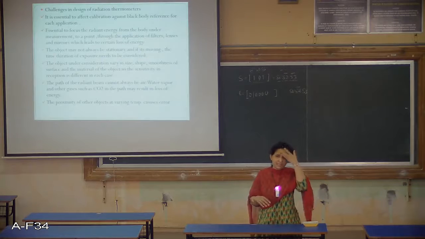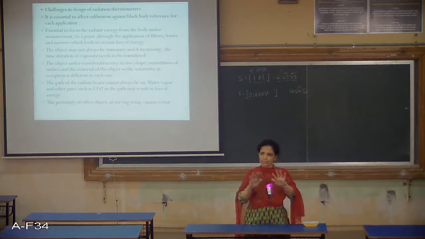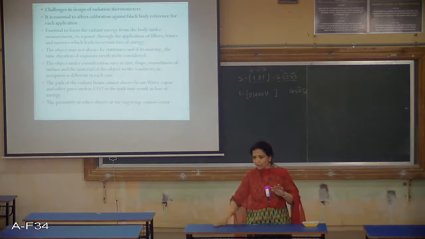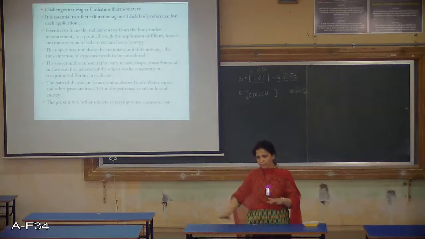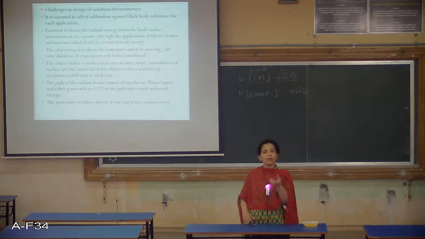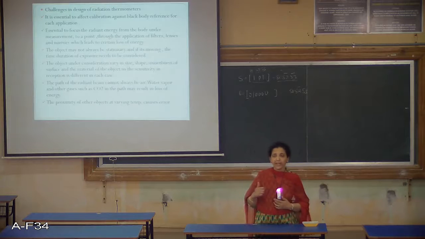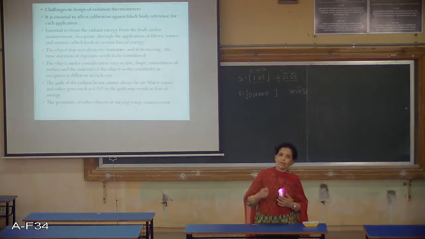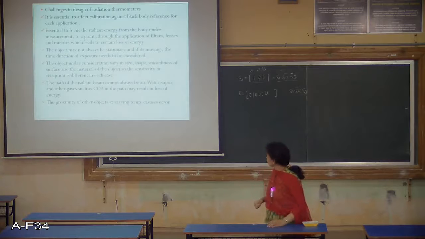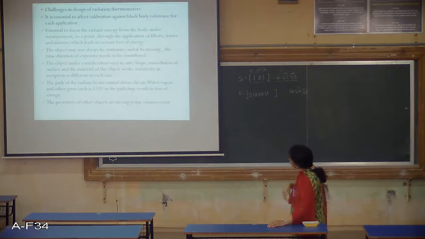Plus the surface. Skin surface, okay, fine. But if it is an object, it can be rough, it can be smooth, the texture may be different, the shape may be different, the size may be different. Because of this, there are many challenges in getting accurate results out of these sensors. We'll see some of those challenges.